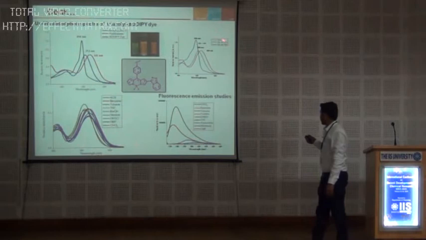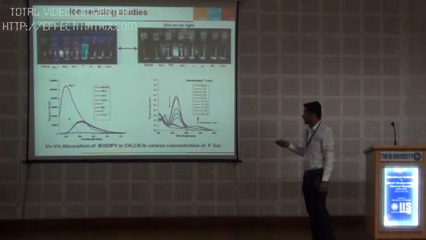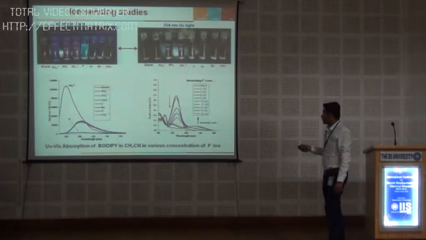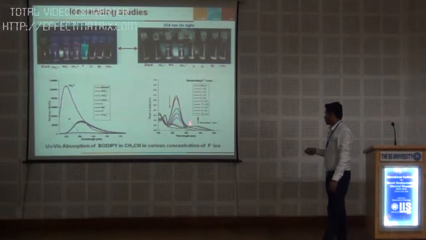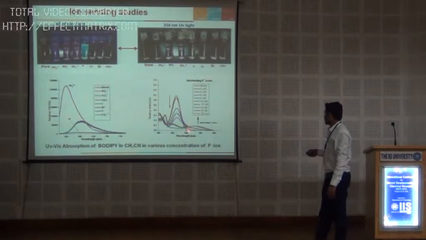After that, we studied ion sensing using different ions like halides, nitrate, phosphate and sulfate. Among them, only fluoride ions are sensed, due to quenching of the emission. After that, we studied the concentration dependence. As we increase the concentration of fluoride ions, we observe the intensity decreasing while a new band near 680 nanometers increases.